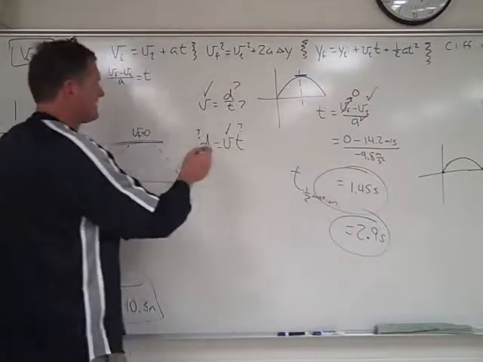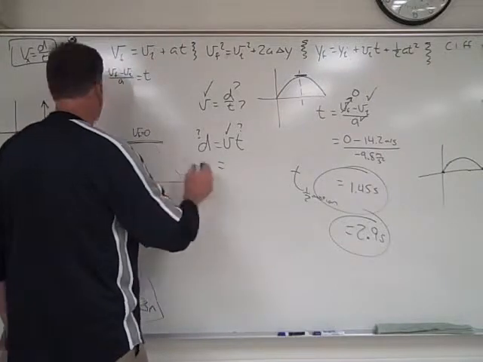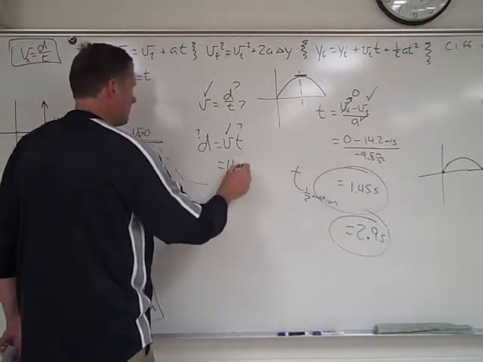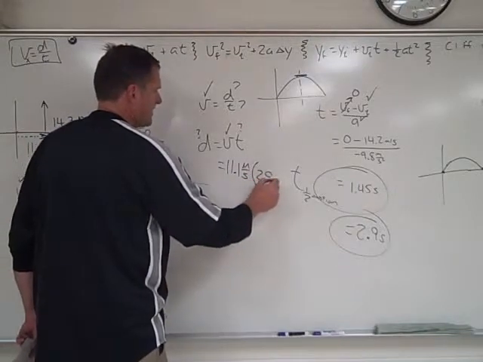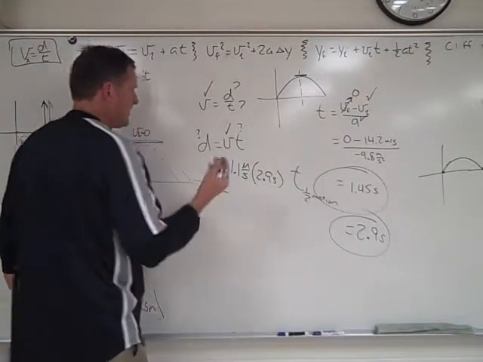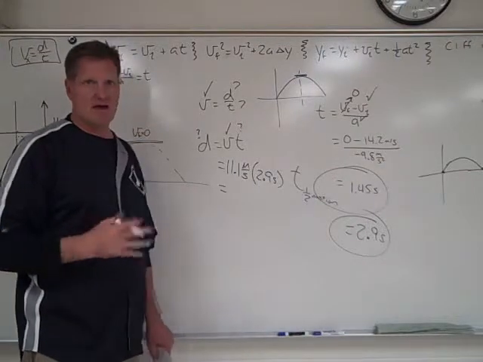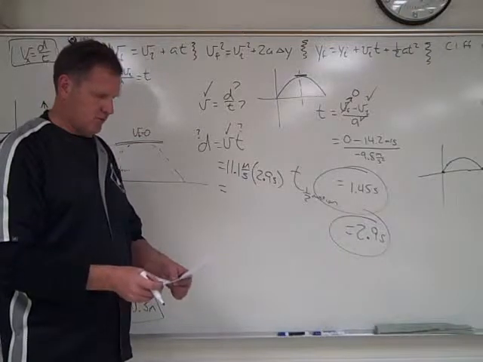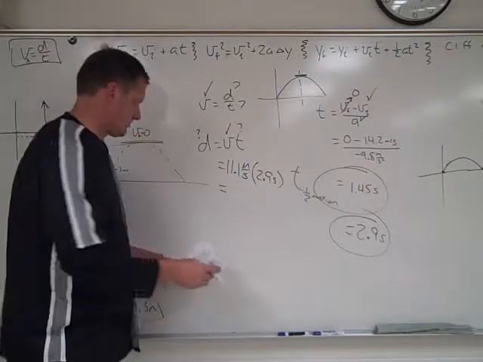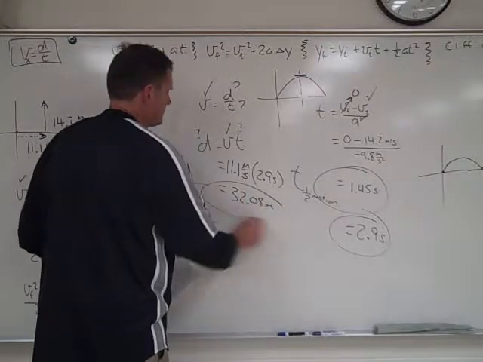Then we can throw it back into this equation. Distance is equal to velocity times time, which is equal to 11.1 meters per second times 2.9 seconds. And you land up, looks like it's like 33 meters or something like that. I'll let you calculate it. Or it says right here, 32.08 meters. So the answer is going to be 32.08 meters. All right?